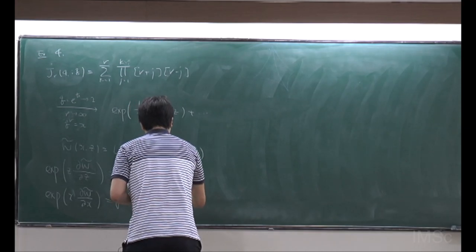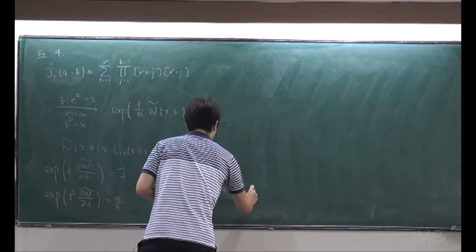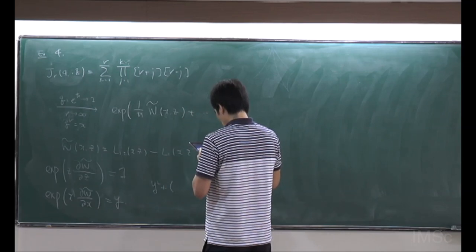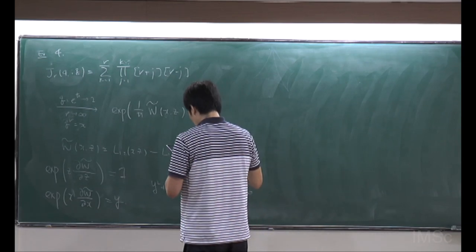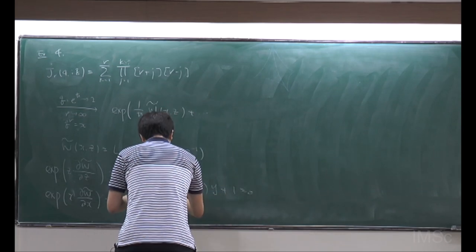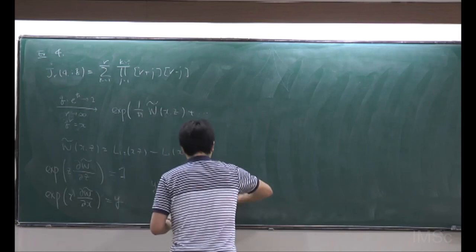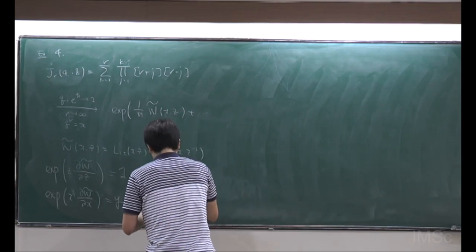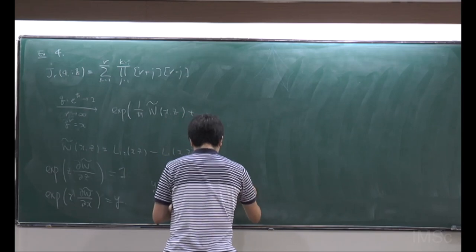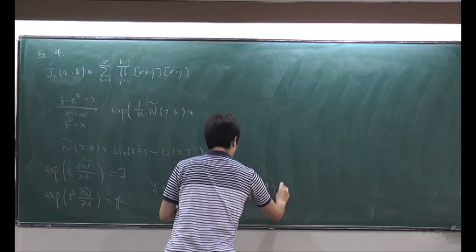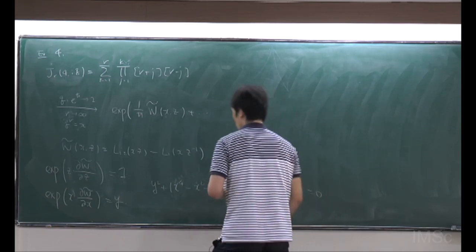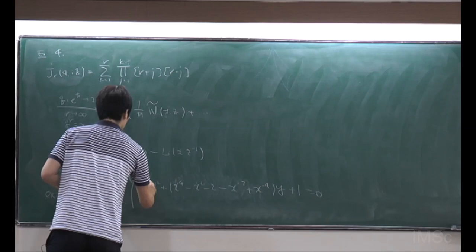y squared plus some number y plus 1 equals 0. So x to the fourth minus x squared minus 2 minus x to the minus 2 plus x to the minus 4, and y plus 1 is equal to 0. Okay, now that's what you're going to get.